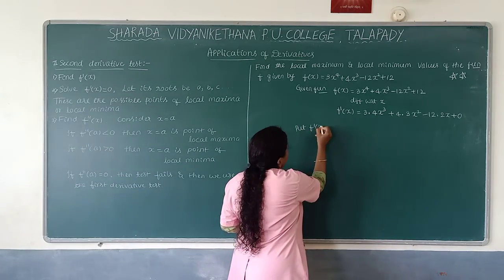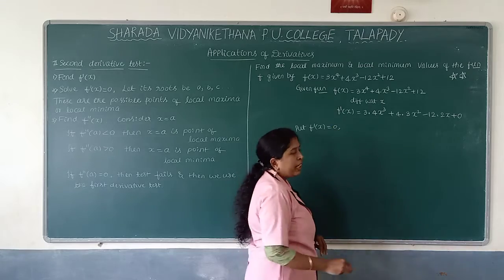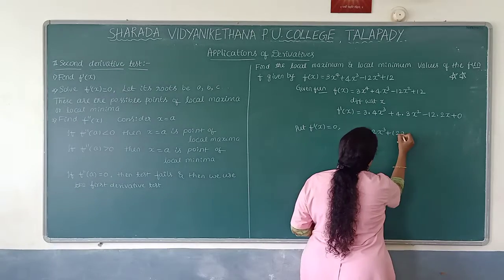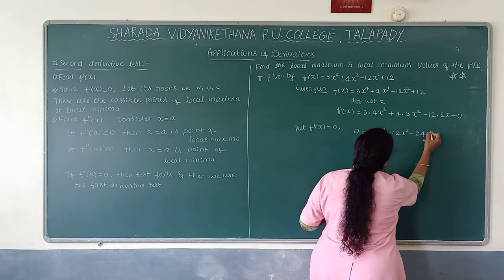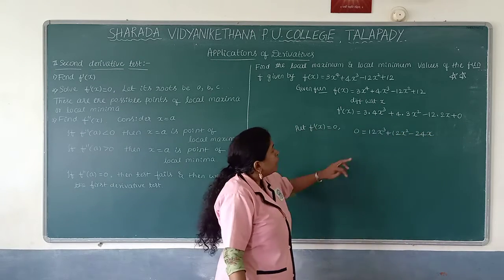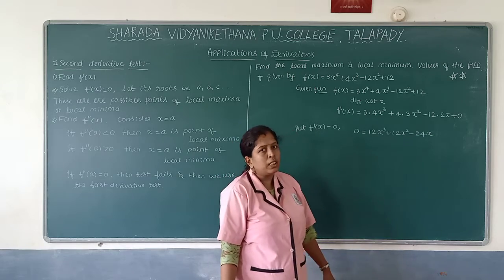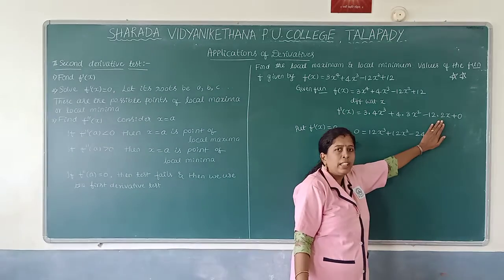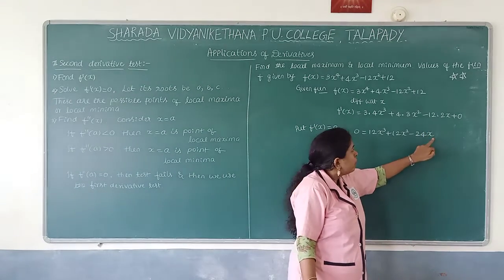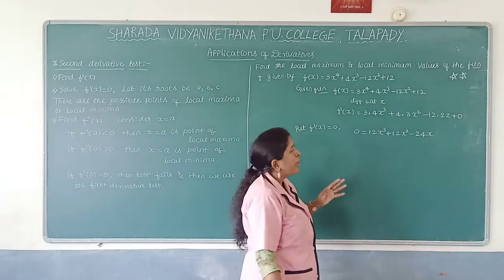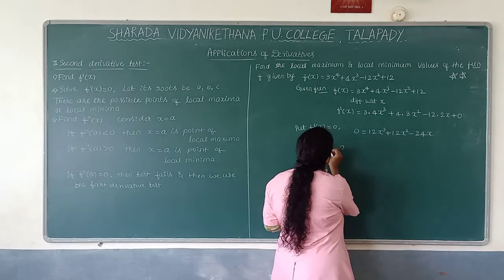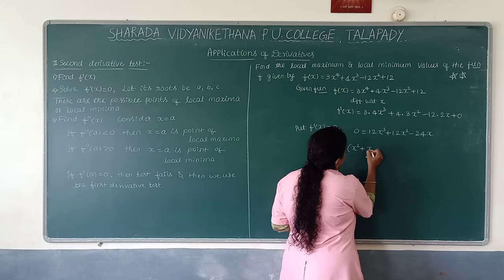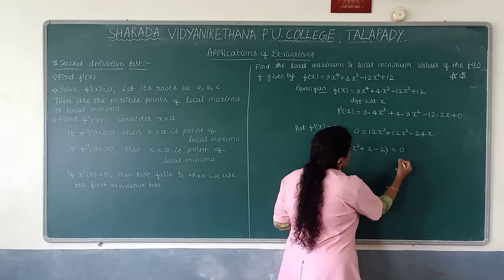Put f dash of x is equal to 0, we will get 0 is equal to 3 fours are 12x cube plus 12x square minus 24x. Now in this equation we should observe this is a cubic equation. If the x term is not there, we can apply synthetic division, but if x is there, if you take x common, then 12x also we can take common, remaining x square plus x minus 2 is equal to 0.